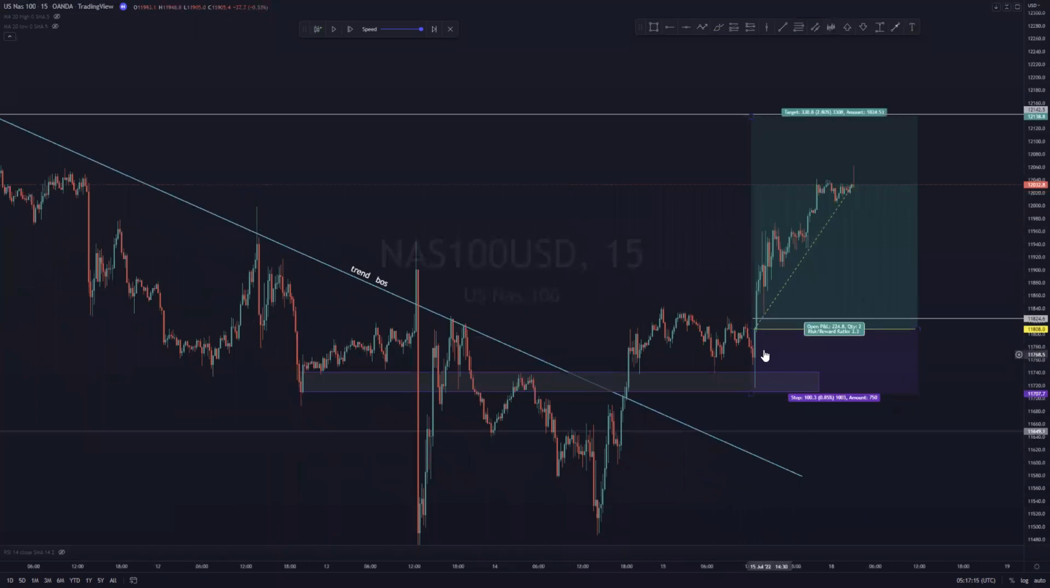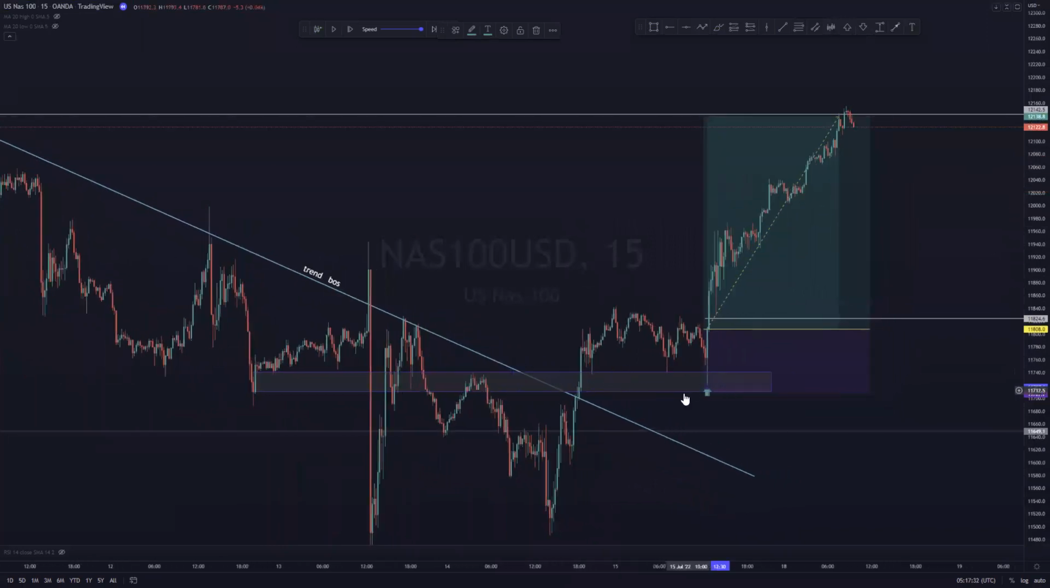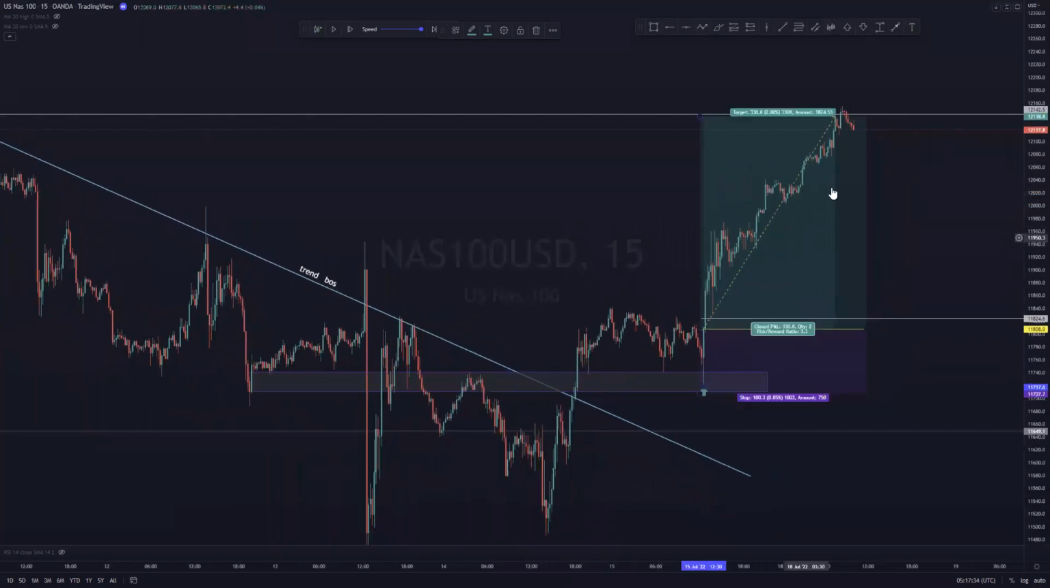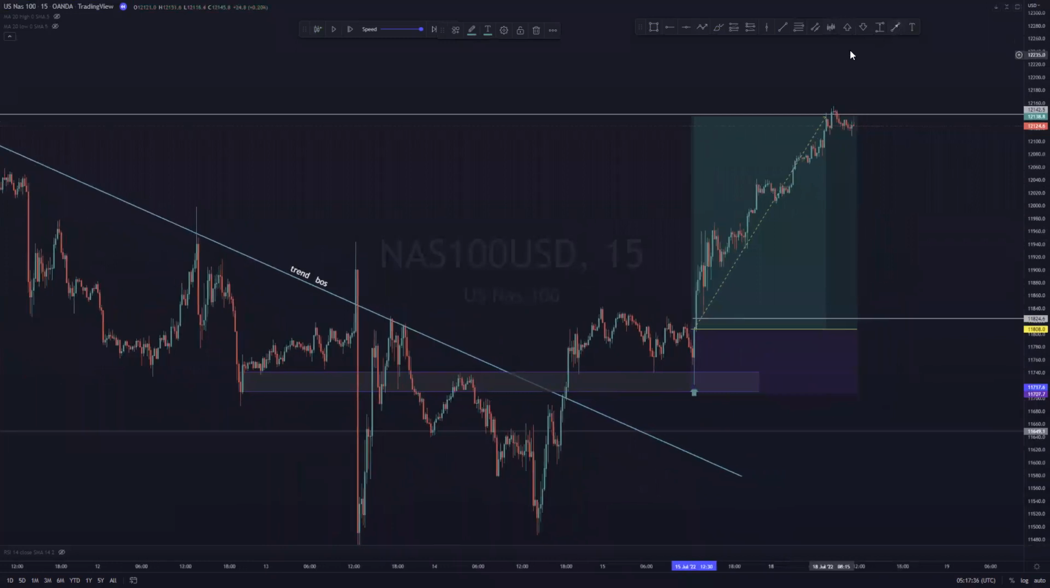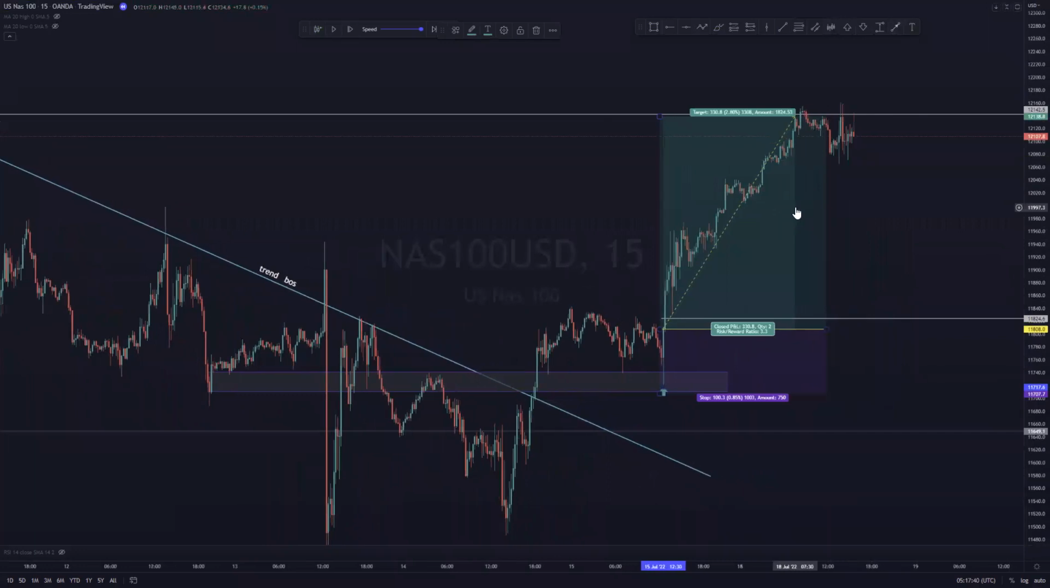Okay. And before we continue, let's mark this. Let's mark this as third confirmation. Third confirmation to buy. Then our TP was hit.